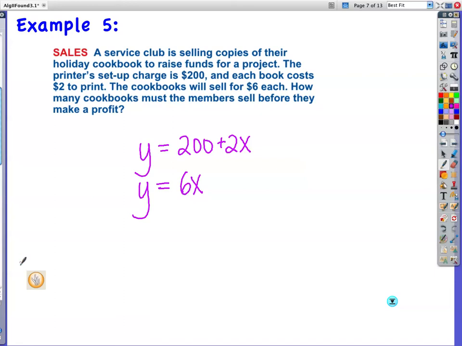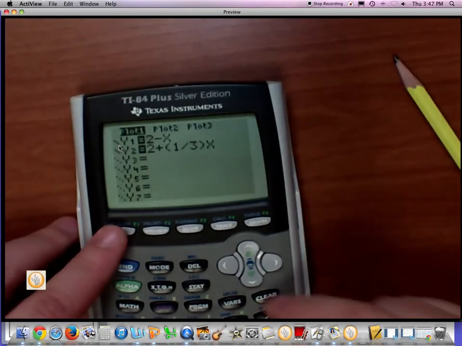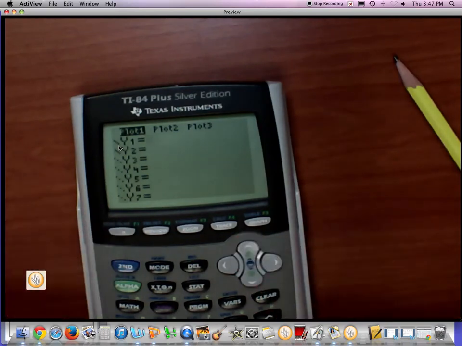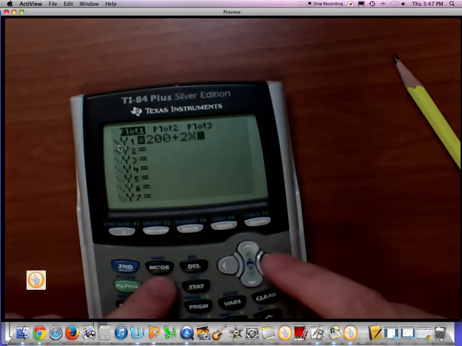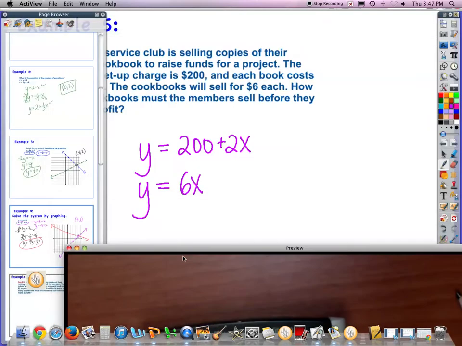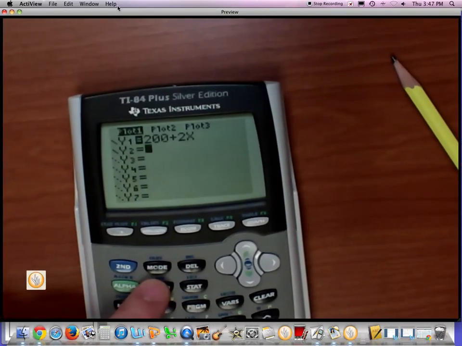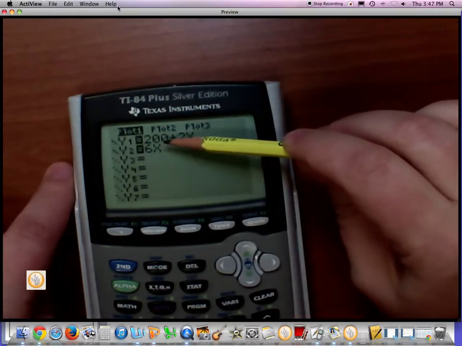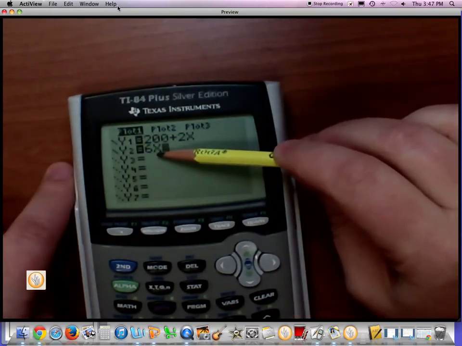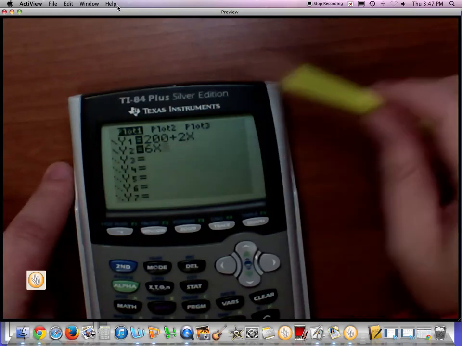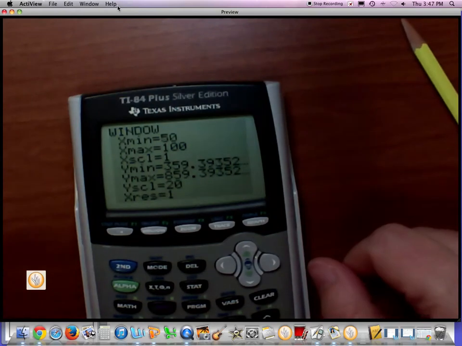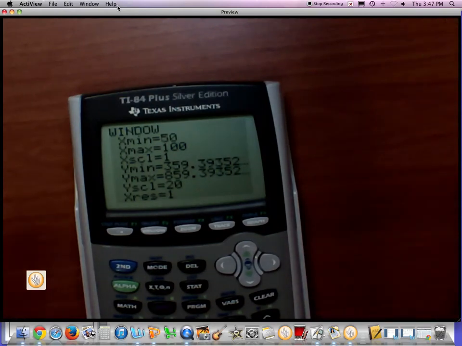So let me get the screen up here. Y equals 200 plus 2x. And then my other equation, before I forget, is y equals 6x. Okay, 200 is a y-intercept, and this has a y-intercept of 0. So that's my y values. We're going to have to fiddle. Sometimes the best thing you can do with the window is just fiddle with it.